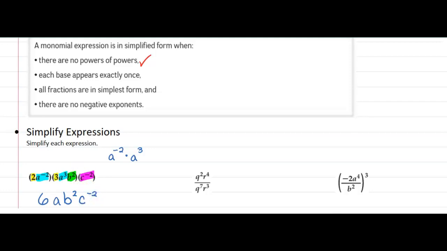All right, so let's take a look at our checklist. Each base appears exactly once. Good. All fractions are in simplest form. I don't even have any fractions. Good. Uh-oh, there are no negative exponents. I have a negative exponent. That's a problem.